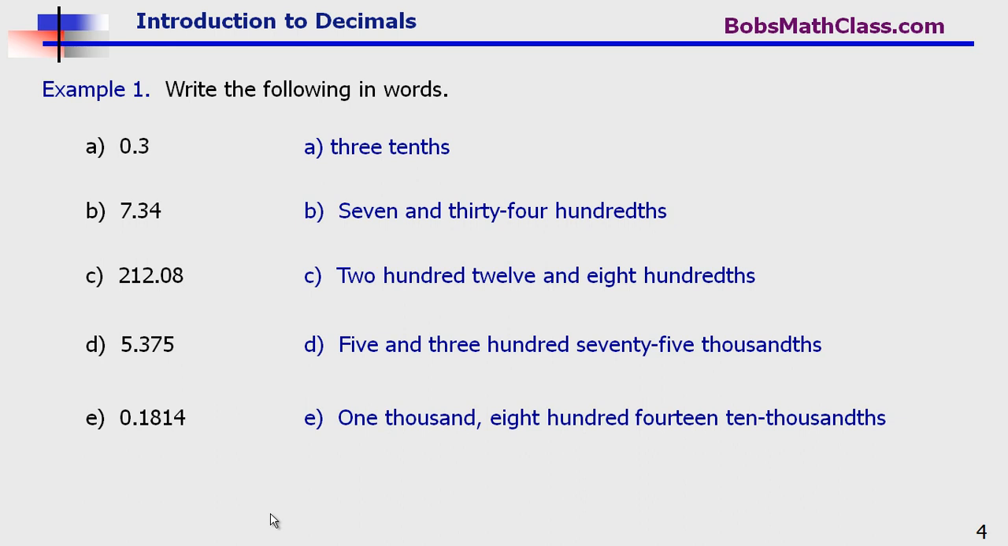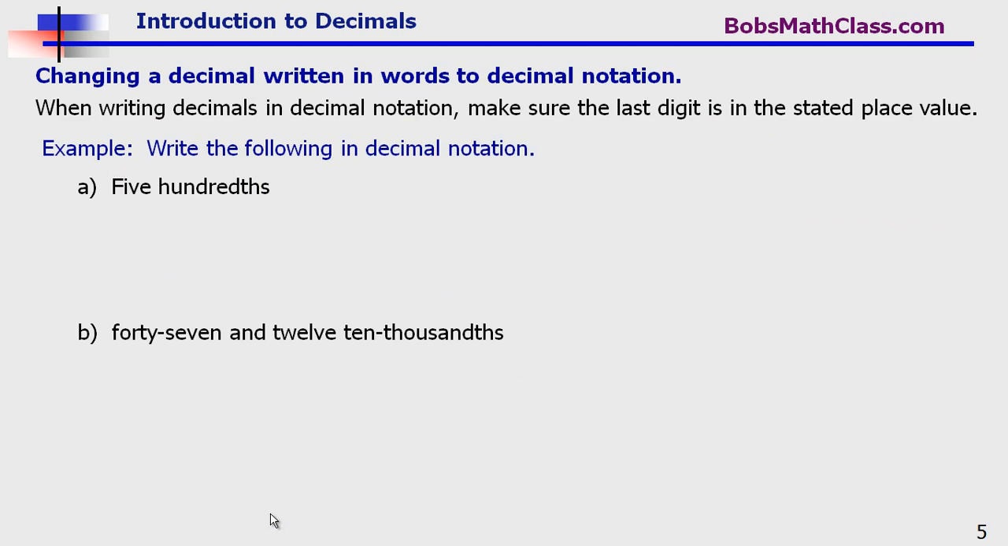Okay, let's go to the next slide. Changing a decimal written in words to decimal notation. When writing decimals in decimal notation, make sure the last digit is in the stated place value. Okay, write the following in decimal notation.